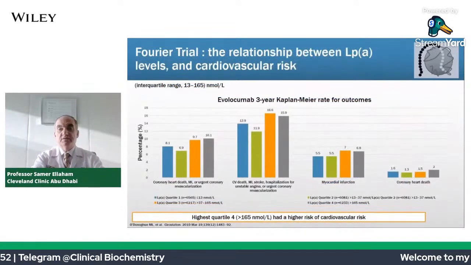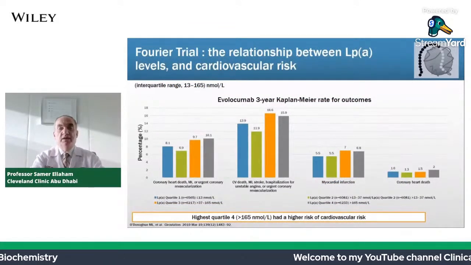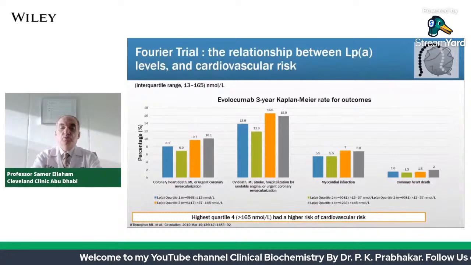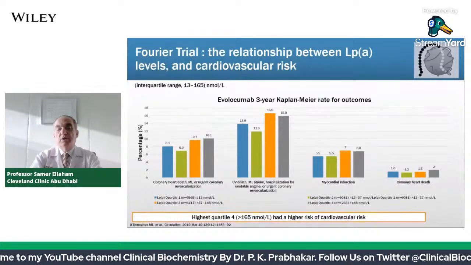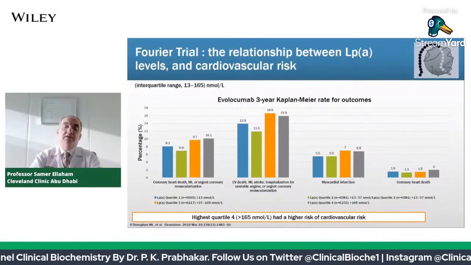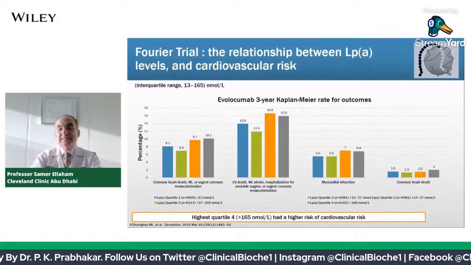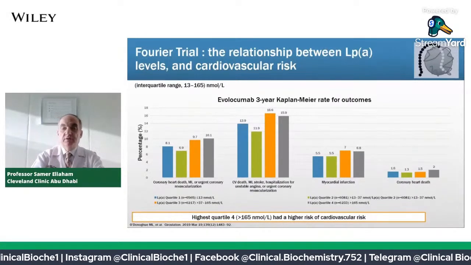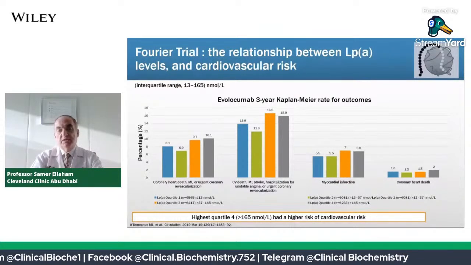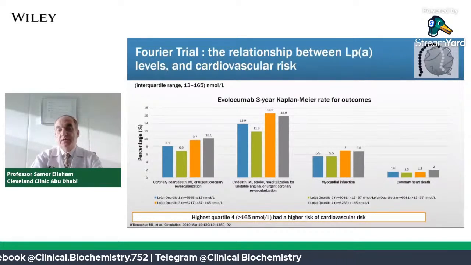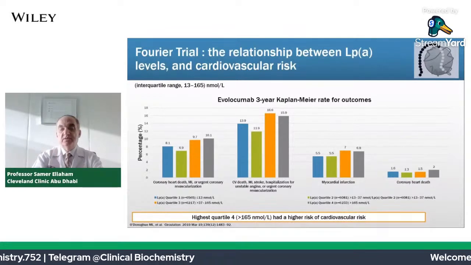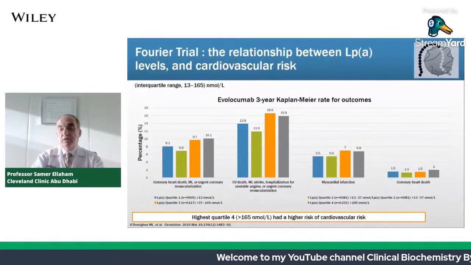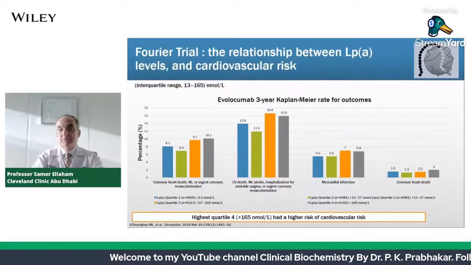The FOURIER trial has been discussed for the PCSK9 inhibitor. I think all of you know about the FOURIER trial. I'm going to take the angle of the highest quartile, which is 4, of the patients that started with an Lp(a) that is quite elevated. And you would see that consistently, although this PCSK9 inhibitor and the other one do lower Lp(a) modestly to a certain extent, there was consistently an increase in cardiovascular need for interventions, death, myocardial infarction, and cardiovascular disease. So very interesting.